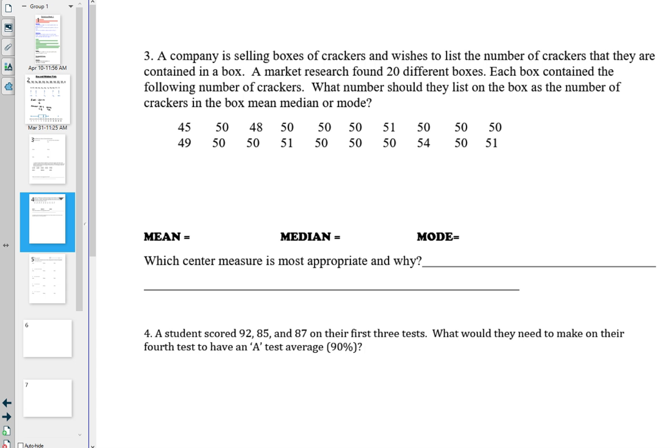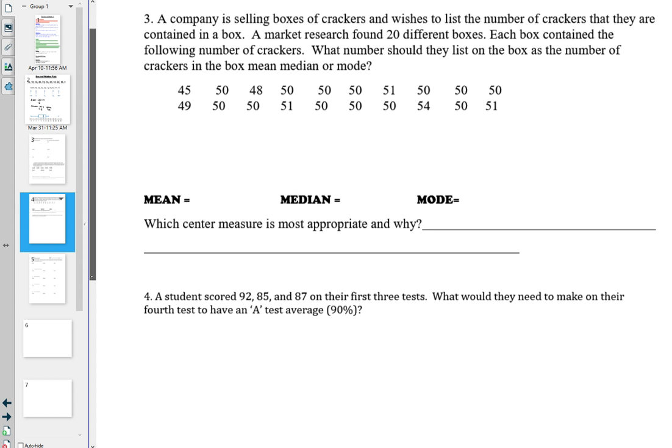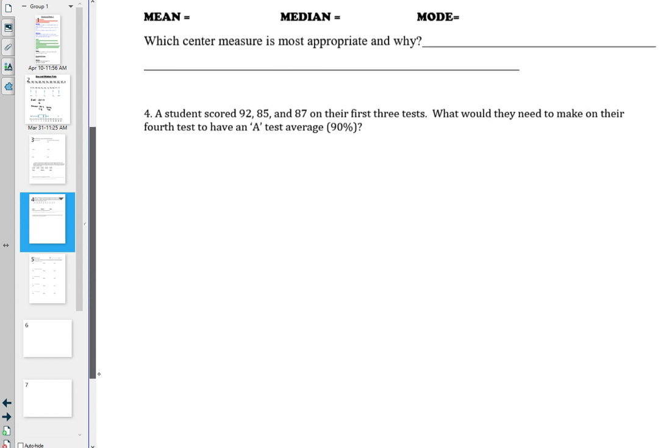My inclination is to skip the first one that's on the page where we left off, because we did two just like it. It's just finding mean, median, mode. So I think time wise, we're just better off. Let's go to the next one.